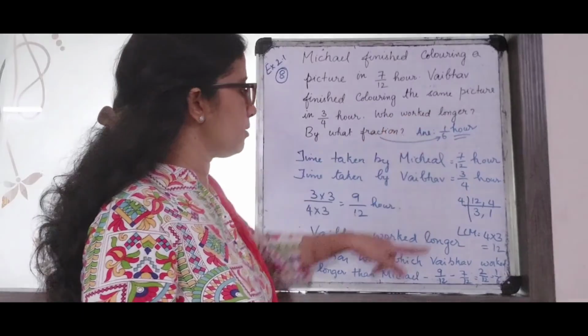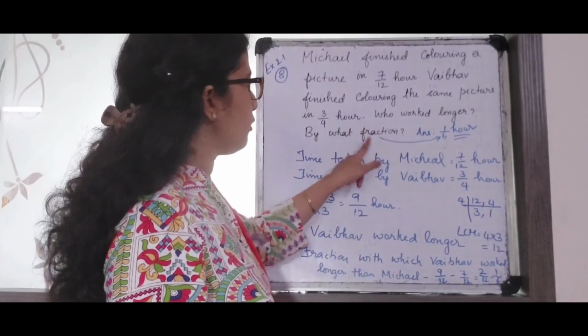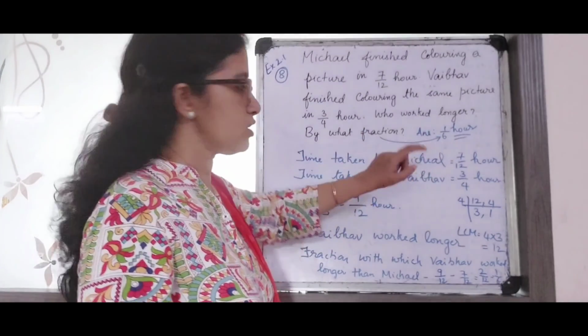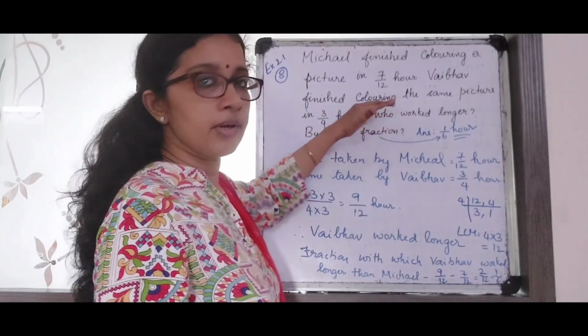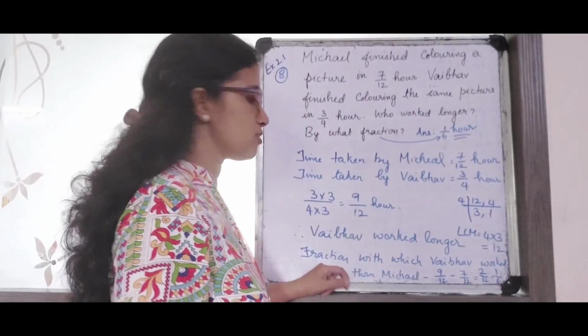Okay, who worked longer means Vaibhav worked longer. Okay, Vaibhav worked longer. By what fraction? 1 by 6 hours. Just by subtracting the time taken by Vaibhav minus the time taken by Michael. Okay, hope this is also clear.